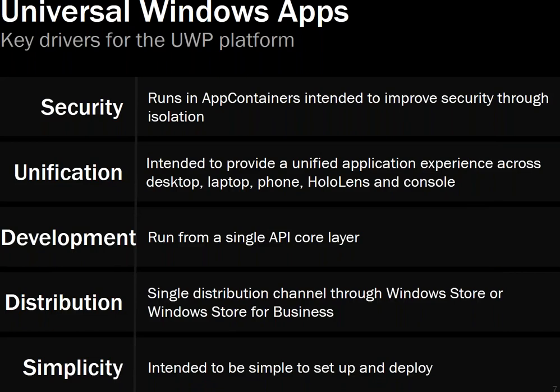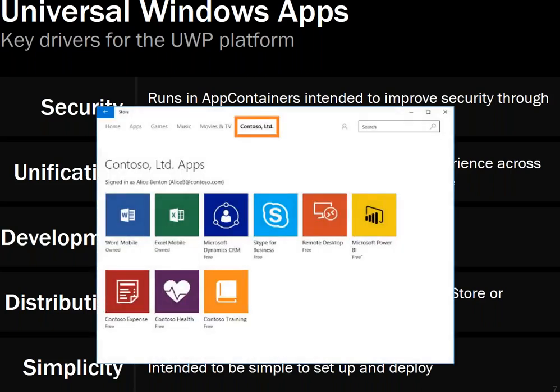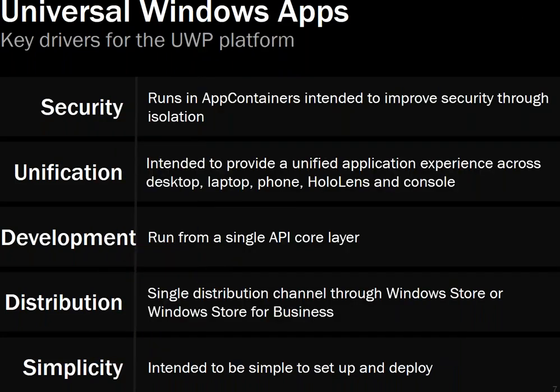From a development perspective, they're run from a single API core layer, so you can just write it and distribute it out to all of those different platforms. There's also a single distribution channel for it as well. You can use the Windows Store, which obviously ships with Windows 10 by default. There's also the Windows Store for Business, which apparently looks something like this. Not that we really need another app deployment interface platform. We have many of them out there, like Citrix Storefront and Web Interface and SCCM portals and things like that. But anyway, that's there as well, should you wish to use it.